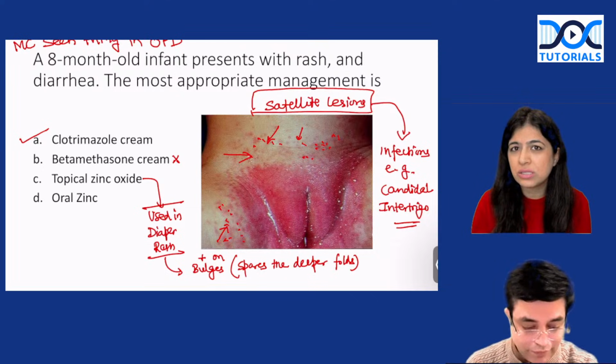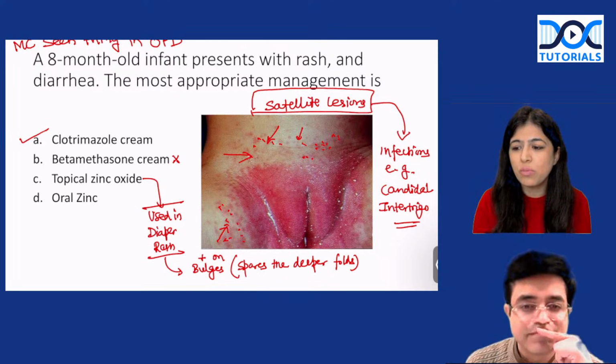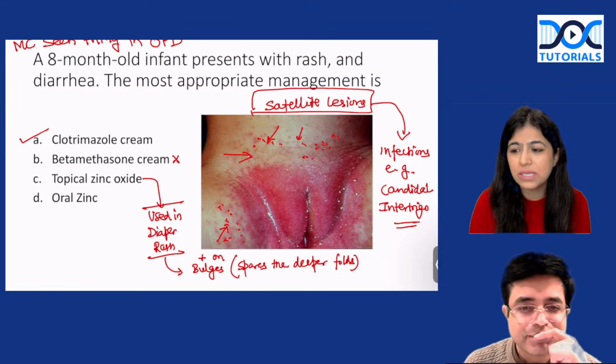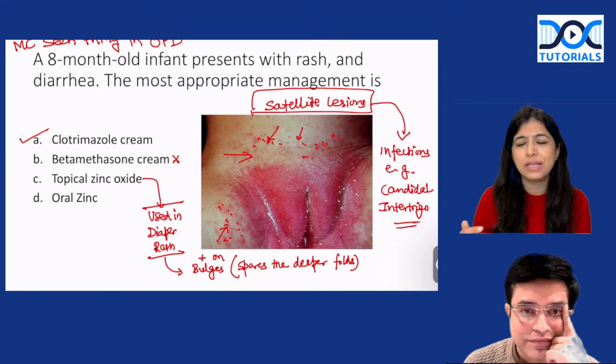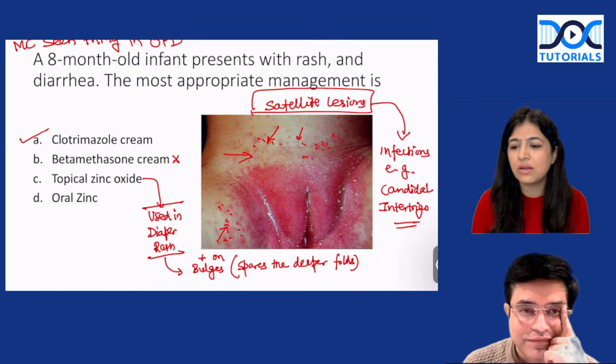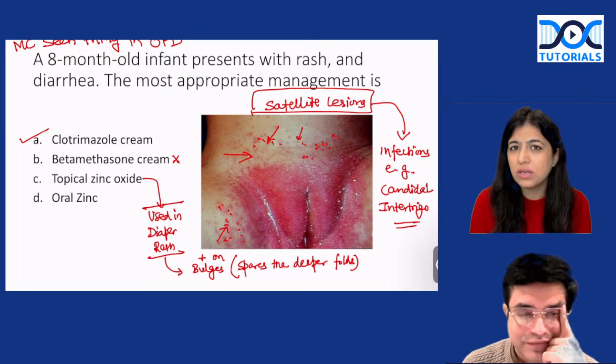Secondly, satellite lesions would not be there. So these 2 points would go in favor of diaper dermatitis, which is not the answer here. So topical zinc oxide is gone. It is not acrodermatitis enteropathica. Oral zinc is out. So the correct diagnosis here demands a clotrimazole cream, which is option A.